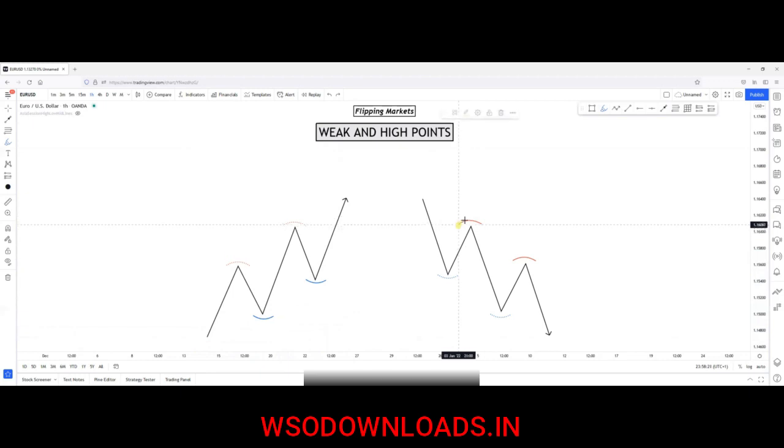We have this strong high here because it broke structure to the upside. After the strong high and the break of structure has been created, price started to form a pullback. And this pullback, this leg, failed to break above this strong high. So this means this will be a weak low.